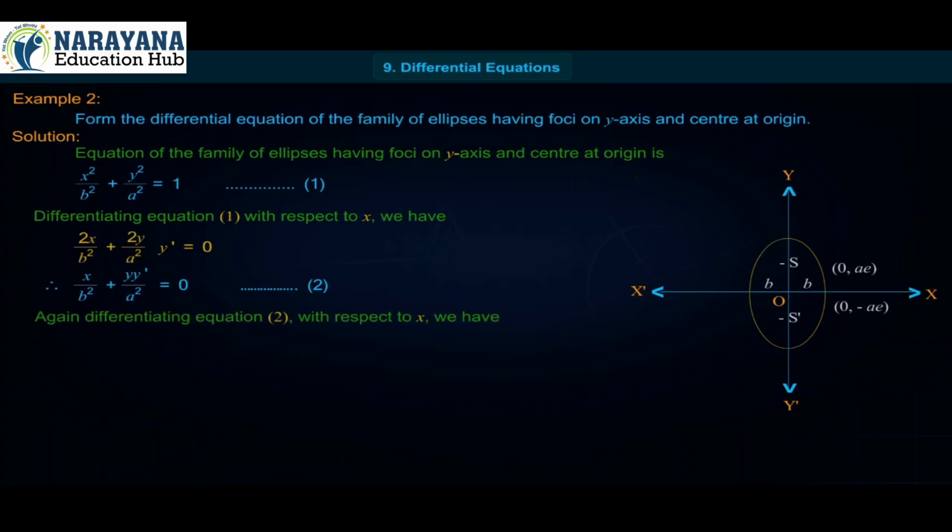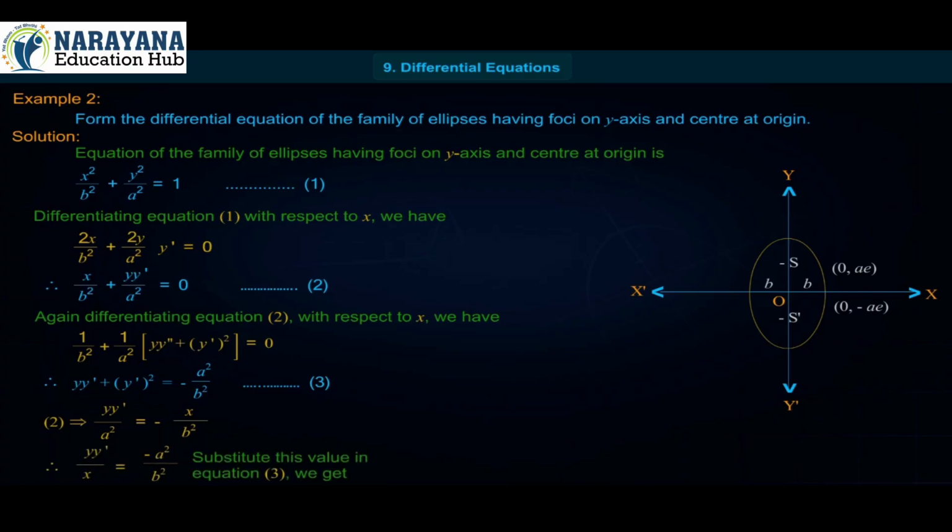Equation 2. Again differentiating equation 2 with respect to x, we have 1 upon b square plus 1 upon a square into (y double dash plus y dash whole square) is equal to 0. Therefore, y double dash plus y dash whole square is equal to minus a square upon b square. Equation 3. Equation 2 implies y dash upon a square is equal to minus x upon b square. Therefore, y dash upon x is equal to minus a square upon b square.